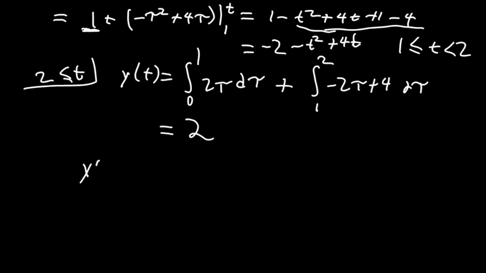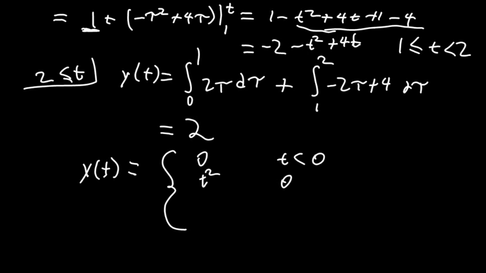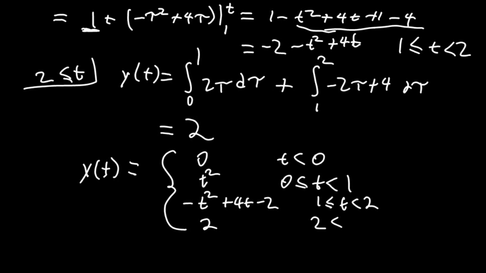So we can write y of t as a piecewise function that is 0 for t less than 0, t squared for t from 0 up to but less than 1, and then minus t squared plus 4t minus 2 for t greater than or equal to 1 but less than 2. And then ending, we have 2 for all other time.